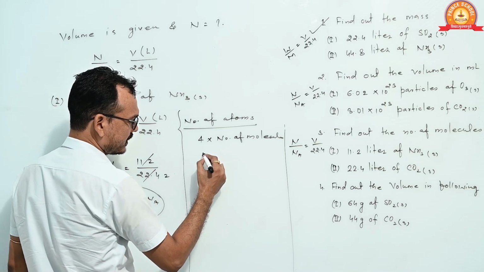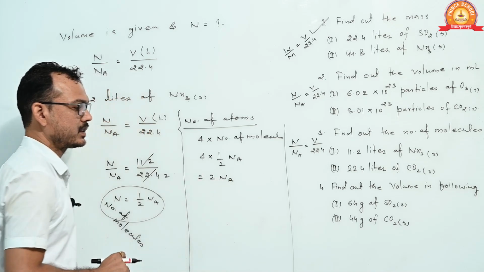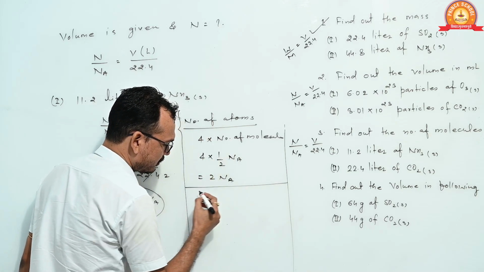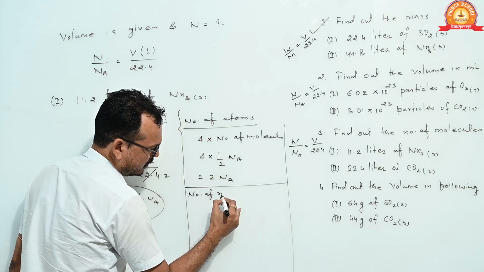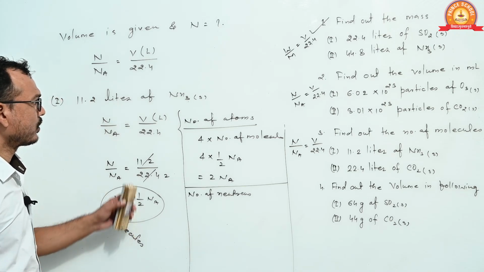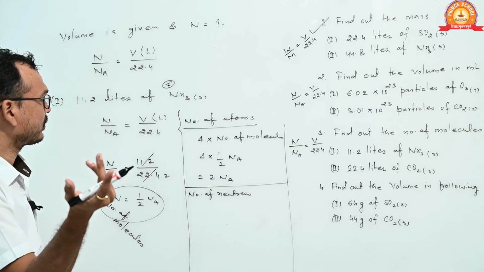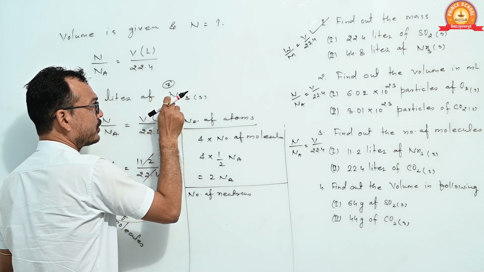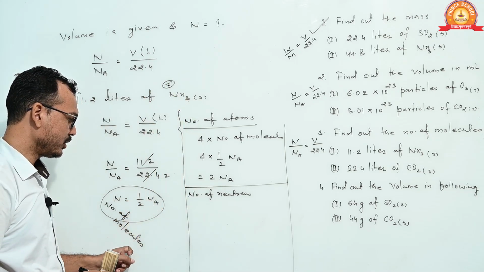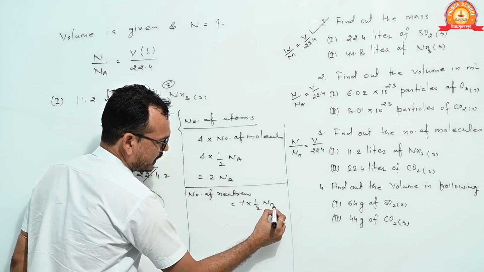Clear? Then it is 4 into 1 by 2 Na, which gives 2 Na. It is the number of atoms. And we also calculate the number of neutrons. One molecule of NH3 has 7 neutrons, because hydrogen does not have any neutron in its nucleus. So one molecule of NH3 has 7 neutrons, then 1/2 Na molecules of NH3 have 7 into 1 by 2 Na neutrons.